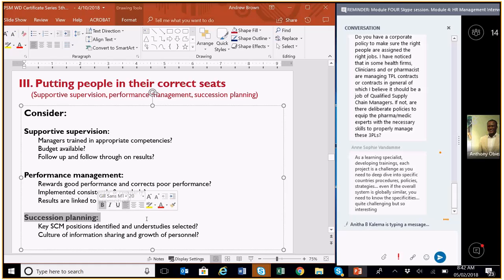But I just want to particularly note that. And for those of you who are on our community of practice will have noted I sent out a lovely graphic that emphasizes that globally there's this change in culture to be more information sharing and why that's important. So the key thing for succession planning is that we've identified key positions which are critical to an organization, and that we have a culture of information sharing and growth of personnel to prepare people for the future in terms of the organization.